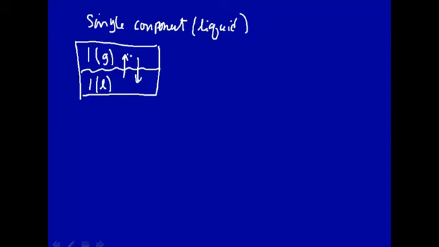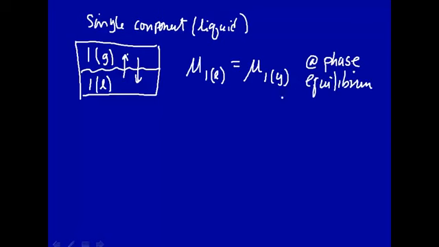So if we want phase equilibrium for a single system, remember we're going to reduce our degrees of freedom by 1. So instead of a two-dimensional plane, we now have just a single line we have to follow. We said that the chemical potential of component 1 in the liquid phase at phase equilibrium has to equal the chemical potential of component 1 in the gas phase. This is at phase equilibrium. All right, now let's develop this.